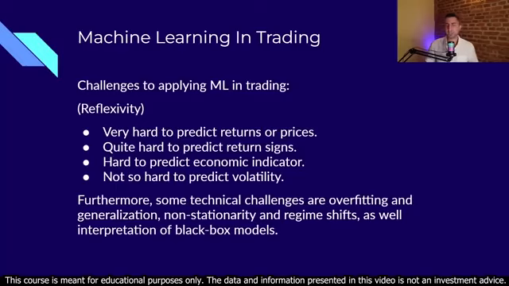Furthermore, there are some technical challenges like overfitting a model or generalization. Overfitting is when the model learns the training data too well and fails on the test data. And generalization is when the model does not perform on real data the same as it did in training. As well, we may have non-stationarity in our training data and regime shifts, which may ruin the performance of the model. And the last thing is that if we have a really complicated model or a neural network, it is like a black box and we are not able to interpret it correctly.